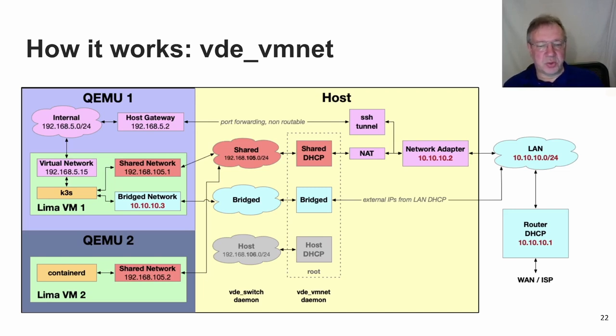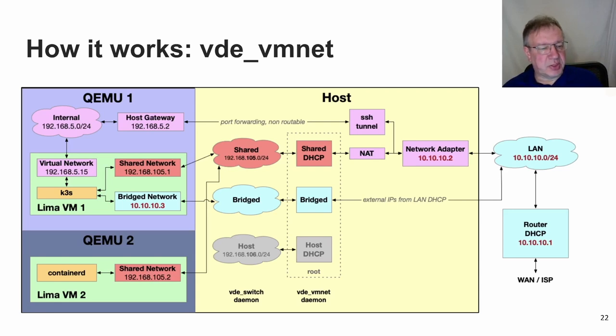There are three network types. There are host networks that are purely local to the host. There are shared networks that have an additional NAT gateway to the network adapter on the host. And there are bridged networks that are bridged to the external network, so are routable from other local machines.